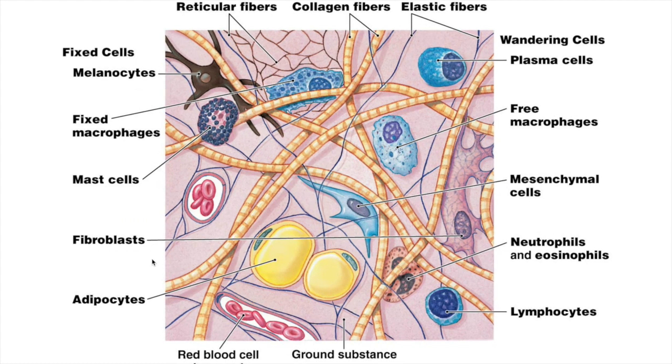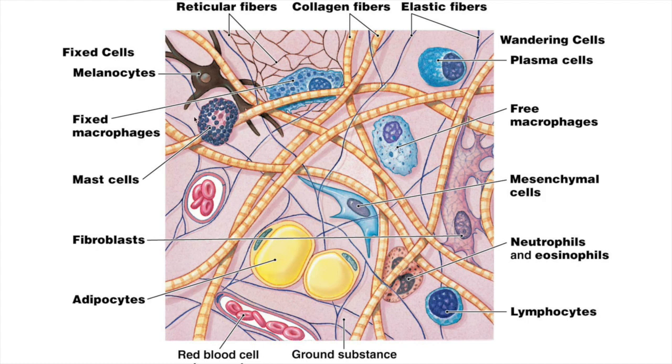This is areolar tissue, which is the most common form of connective tissue in adults. And you can see there's lots of fibers. The three fiber types are reticular, which is this branch tissue that provides a supportive framework. Then collagen fibers add a lot of strength. And then elastic fibers are stretchy. So depending on the ratio of these different fibers, that will determine the properties of the tissue.